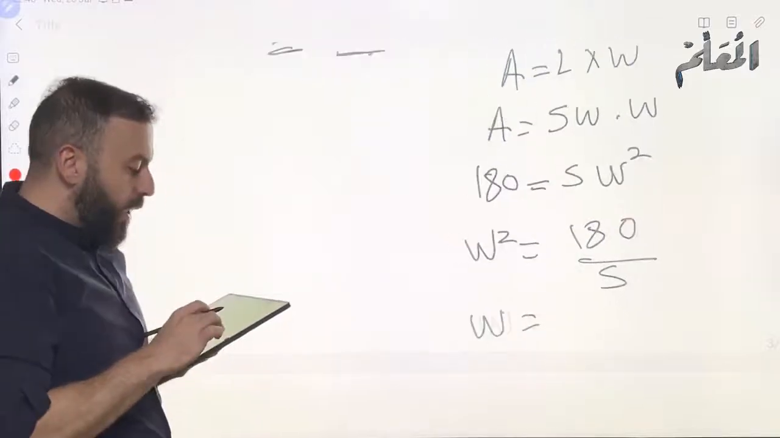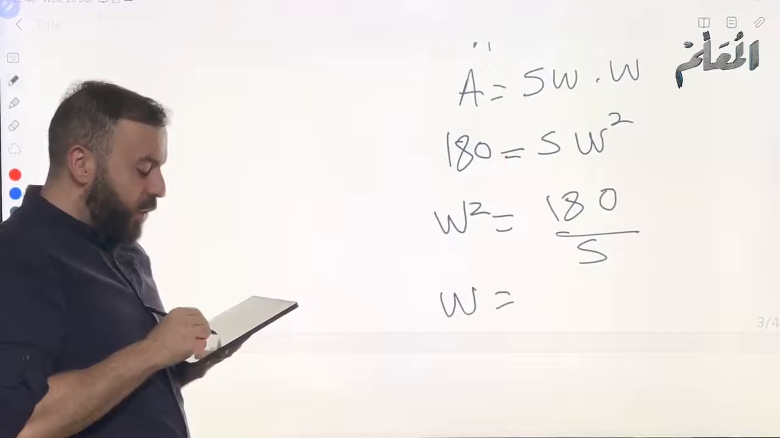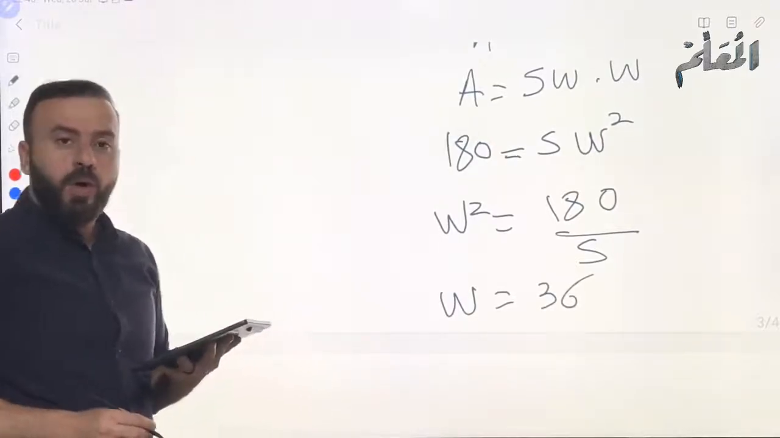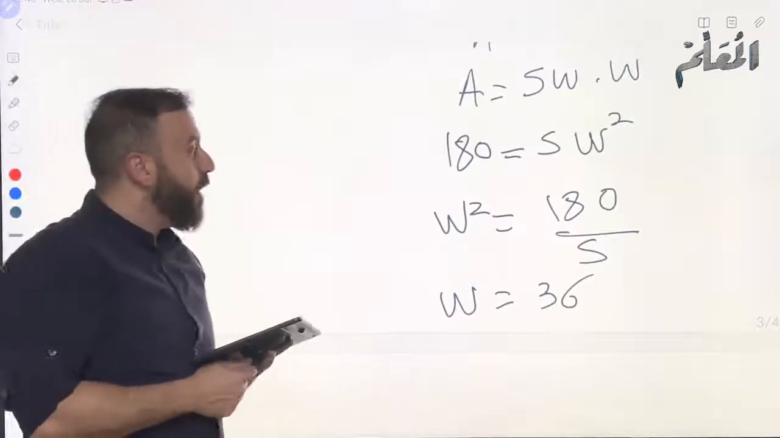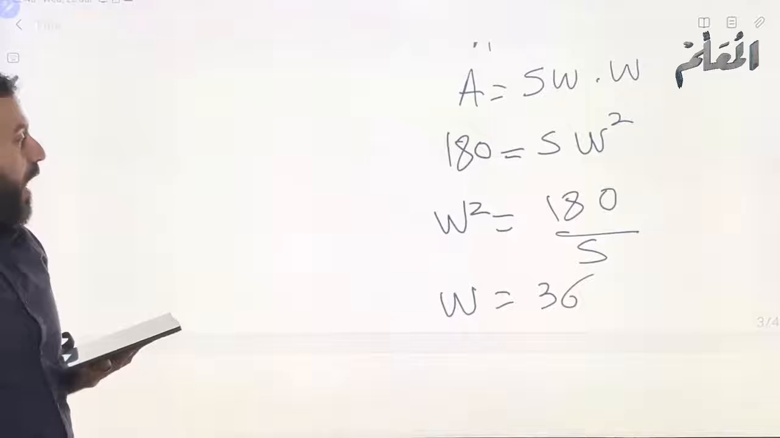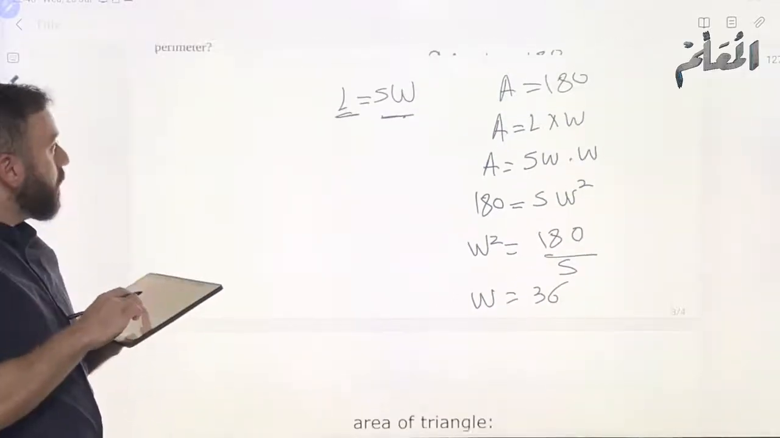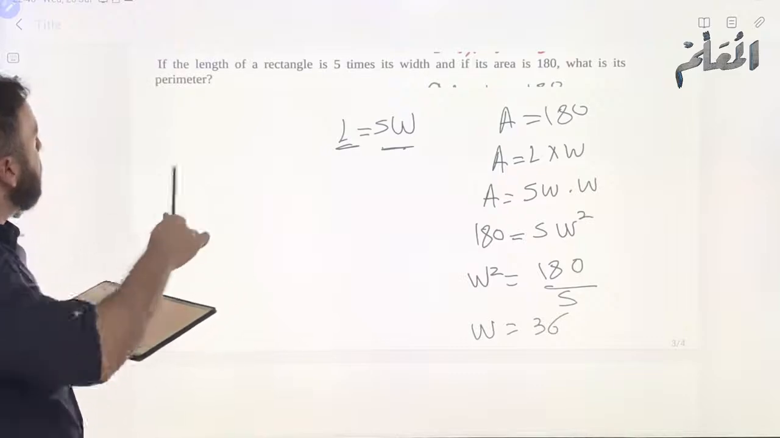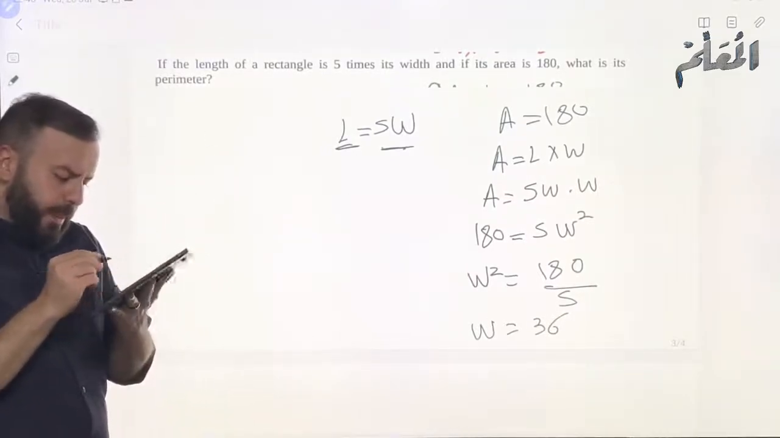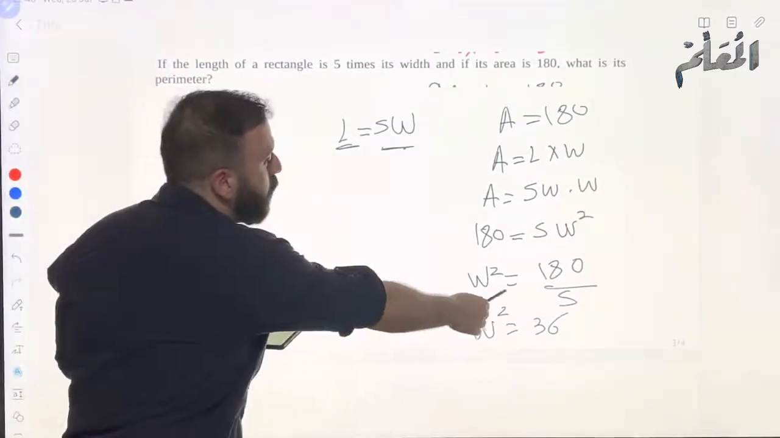Okay? 180 divide 5, and that is equal to how much? 36. Then after that, the question is asking me to get what? The perimeter. So fine. By the way, this is w squared is equal to 36.